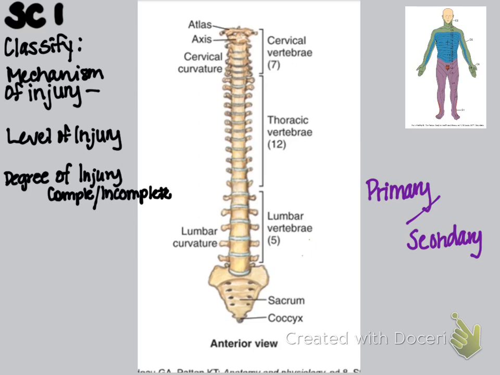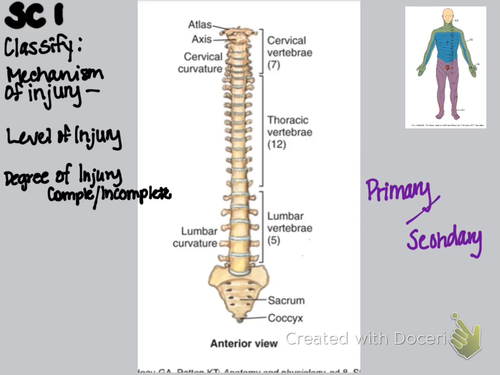And then your level of injury. Was it C4? Was it C6? Was it C2? So that's your level of injury. And then you've got your skeletal versus neurologic. Skeletal meaning bone, neuro meaning the lowest segment of the spinal cord with normal sensory and motor function on both sides. So that's your level of injury, and then your degree of injury.